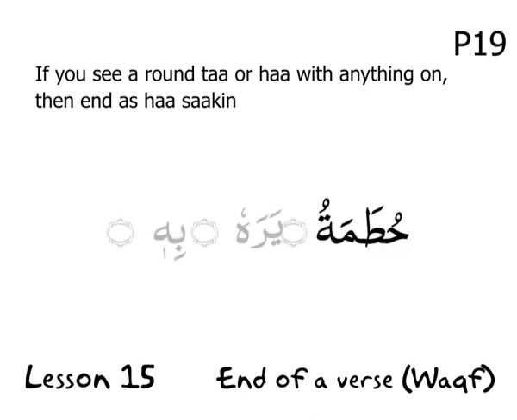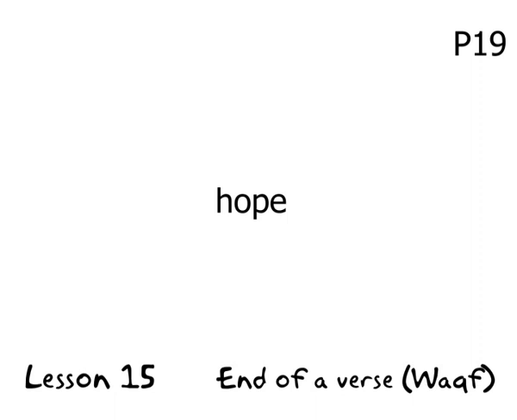Let's clarify that. Look at the first example. It says hutamatu. How would you stop on that? Hutama. Yarahu. That will be yarah. Ha sakin again. Bihi. Bih. Ha sakin again. Round ta and round ha, doesn't matter what's on it. When you stop, you have to make sure the last thing you're reading is a ha sakin. Look at those three states, they're all different, but when you're stopping on them, they all become the same. Ha sakin. I hope I make myself clear on that.